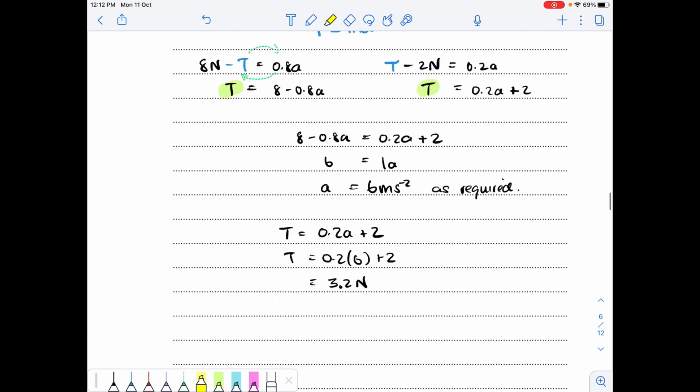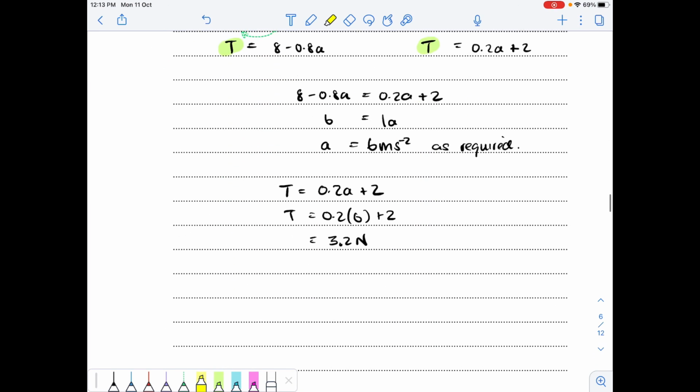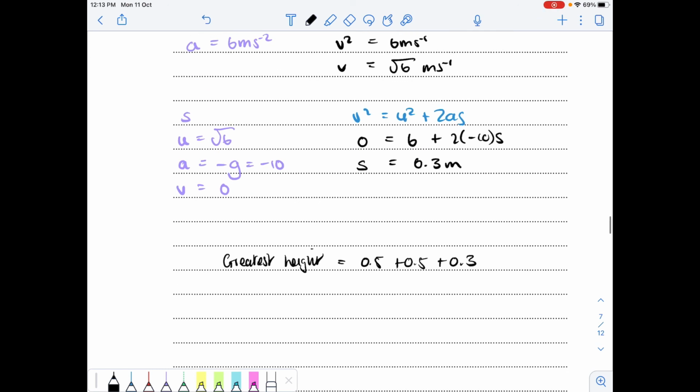Okay, and they want us to find the greatest height. So if we go back to our diagram again, we can see that that's its initial height plus the 0.5 meters that it was being pulled up by the 0.8 kilogram particle, and then finally that little bit extra that it continued when it was just using the remainder of its velocity. So we can say its greatest height is equal to 0.5 plus 0.5 plus 0.3, and that gives us 1.3 meters.